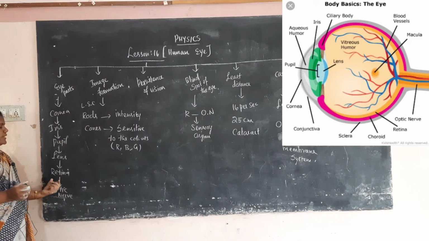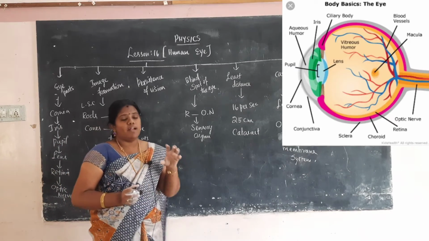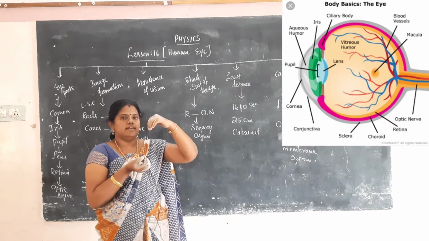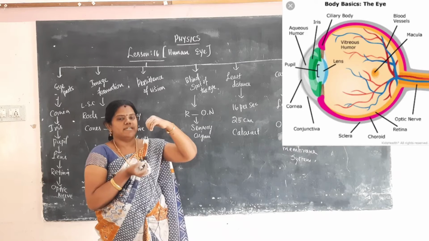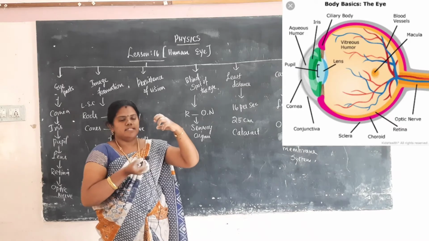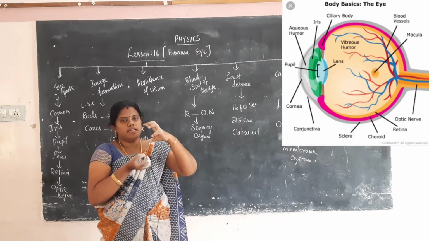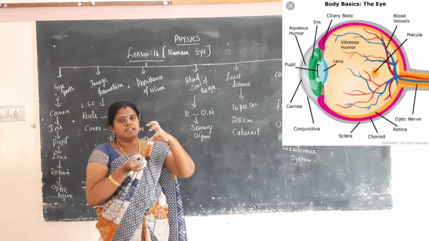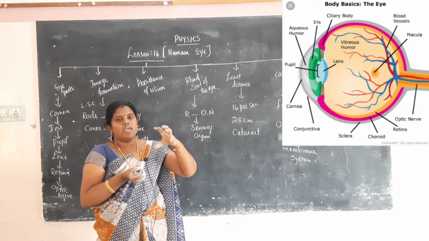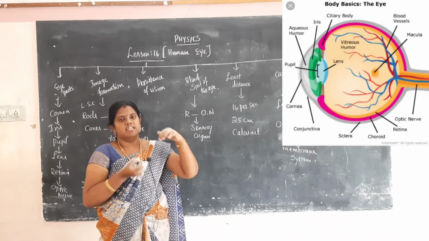Then the retina, which is the back side of the eye. Behind the lens, one layer holds the eye lens; that is called the ciliary muscles. Ciliary muscles adjust the focal length of the eye lens. Sometimes the ciliary muscle contracts, sometimes it loosens, and that is how it adjusts the focal length of the lens.